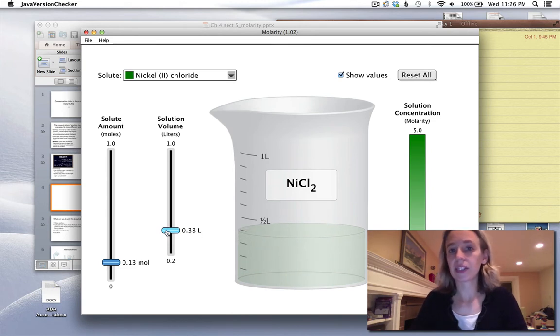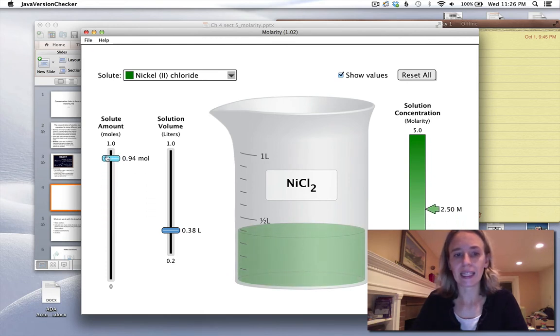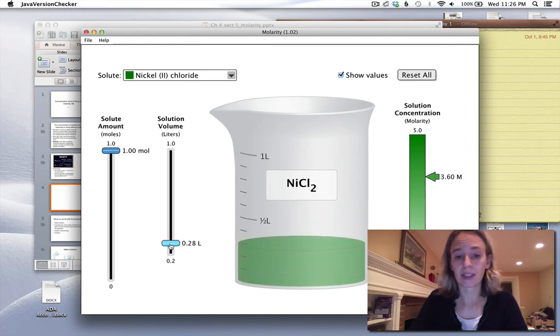Now, you can't just play with these sliders ad infinitum. If you have a lot of solute, more and more moles, eventually you can hit a solubility limit. In which case, if I have a full mole of solute, but only a very small amount of the liquid, I may start to hit upon that solubility limit.